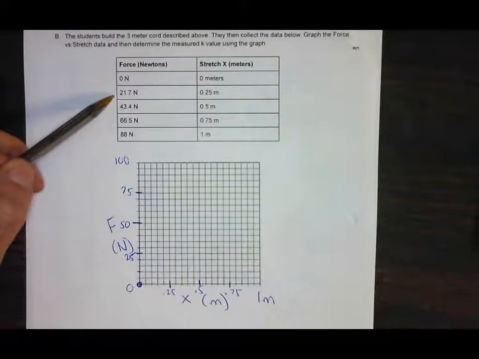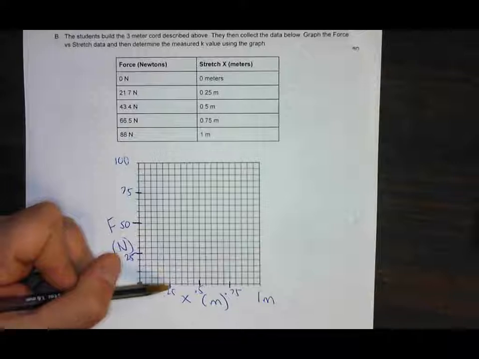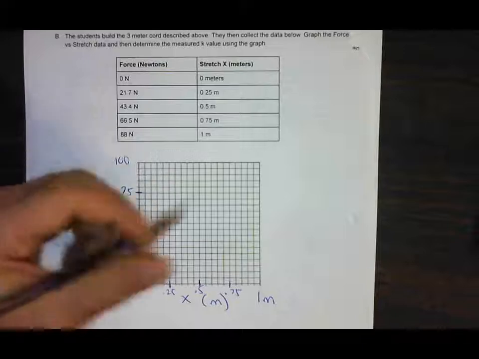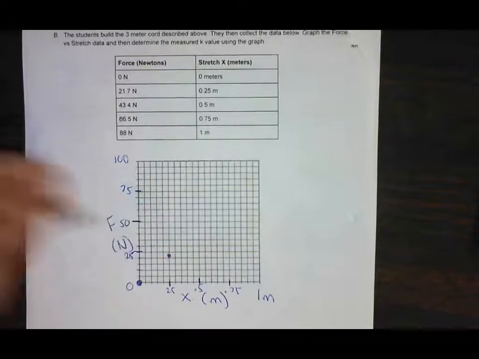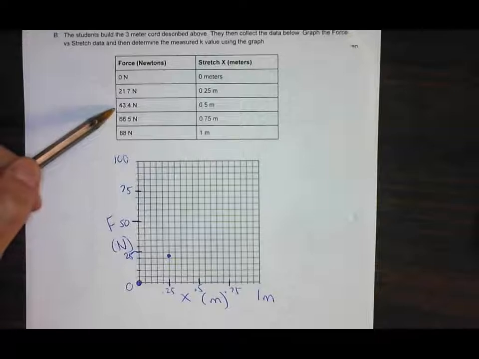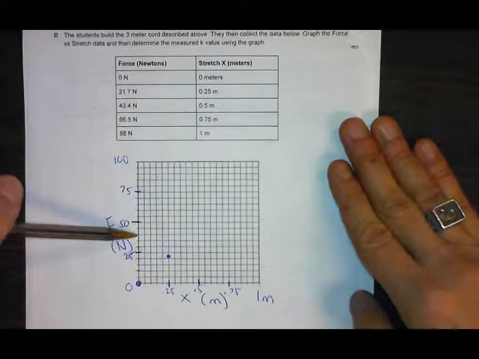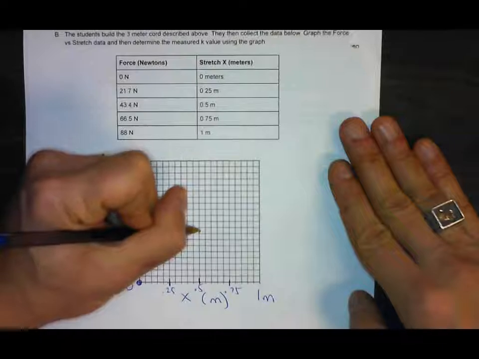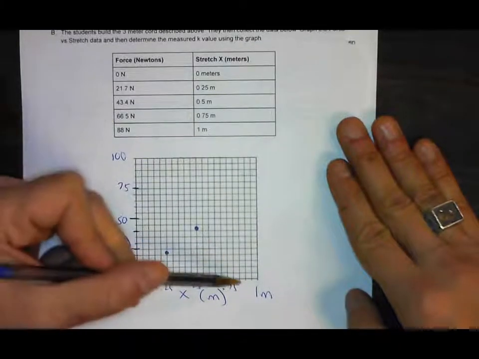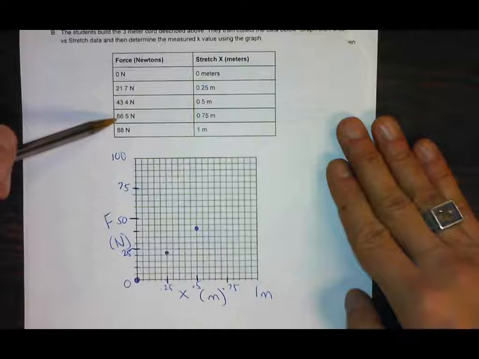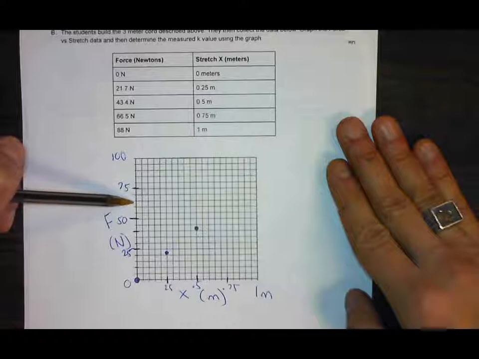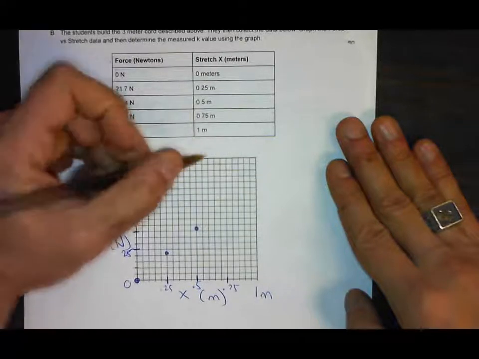At 0.25, my force is 21.7, so that's going to be right around here. At 0.5, it's 43.4, so that would mean that at 0.5, I'm a little bit above this 40 mark here. At 75 or 0.75, I am 66.5. So this is 65, so I'm a little bit above this line.